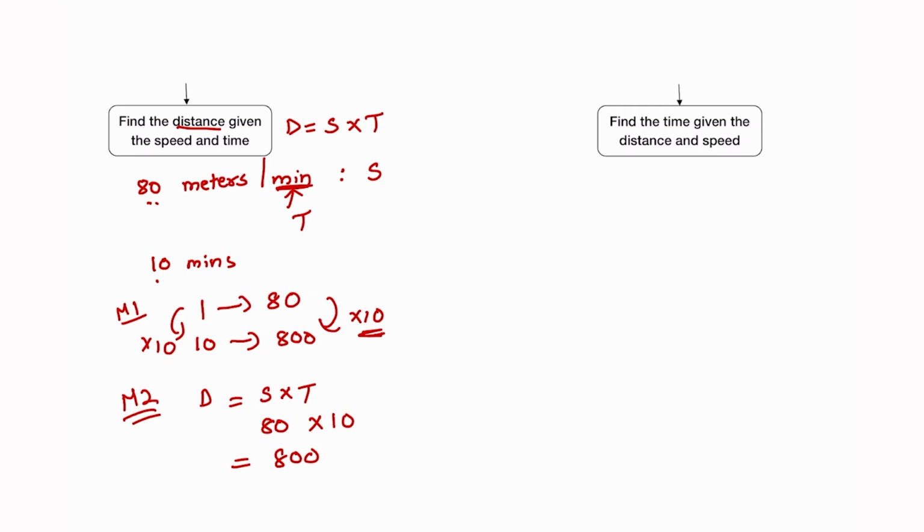Okay, let's go to the last one here. Find the time given the distance and speed. Time was at the bottom, right? So time is going to be distance upon speed. Let's take an example again. Your speed is 80 meters per minute. Okay, I'm using the same example. And let's say you covered a distance of 800 meters. You were walking every minute 80 meters. And how much distance did you cover? 800. How much time will it take? 80 meters is only for 1 minute, but you're going 800, right? Your distance is 800. Your speed is 80.